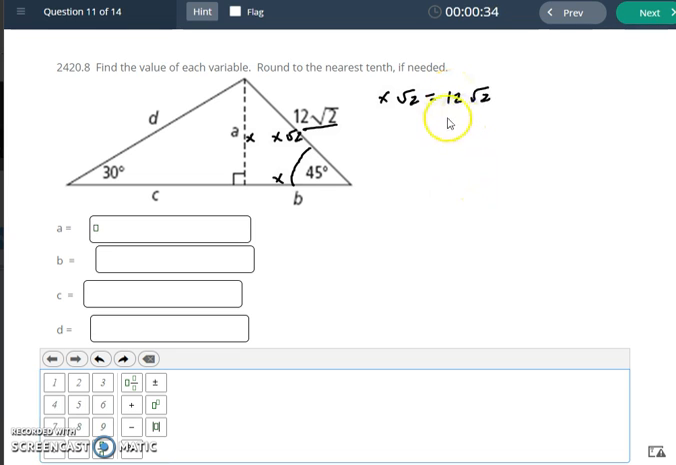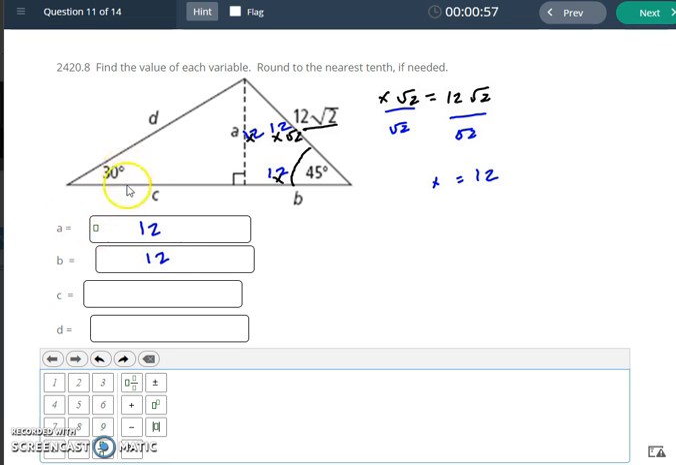Again, we're going to divide by square root of 2. And so we're going to have x is equal to 12. Now remember, that's my inside x. So my x here would be 12, 12, 12. So I know then that my A value is 12 and that my B value is 12. All right, then I have to move on to my second triangle.